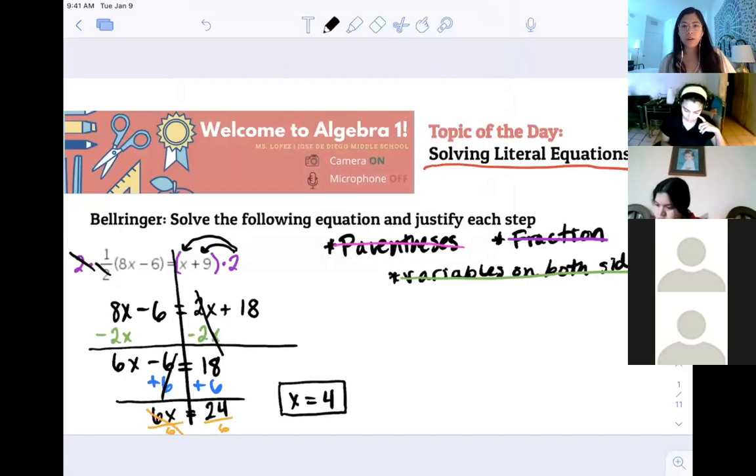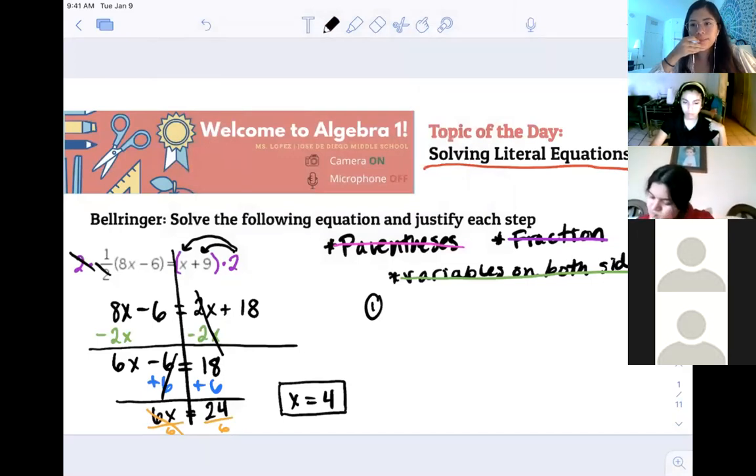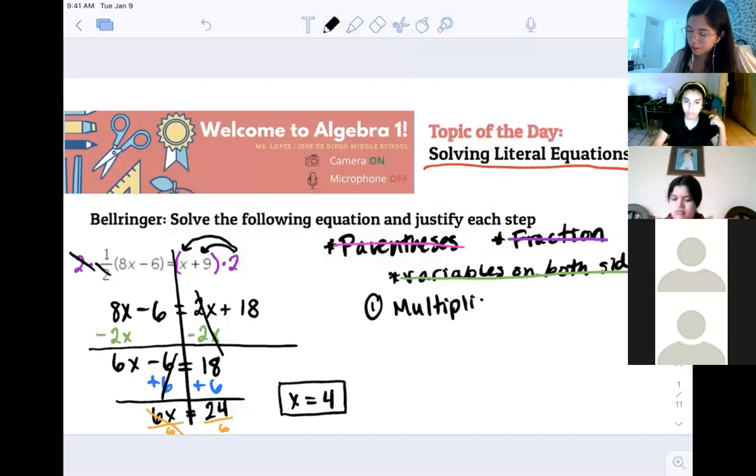All right. So this long equation, even though it is a little bit longer than most equations, it's always going to follow a step-by-step process that stays the same. So I just want to write down the steps we took really quick. So in step 1, what property did we use there, and why did we do it? Multiplication? Yeah, multiplication property. And we used multiplication in order to eliminate, get rid of the fraction. Good.